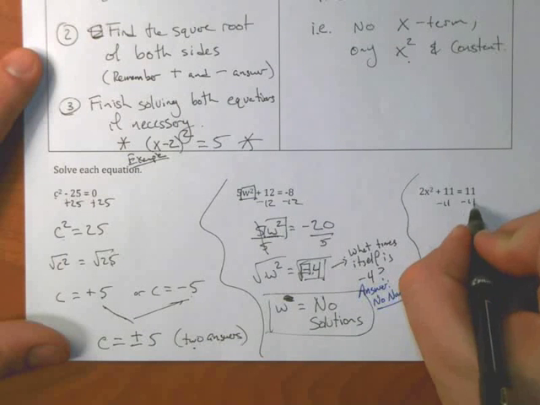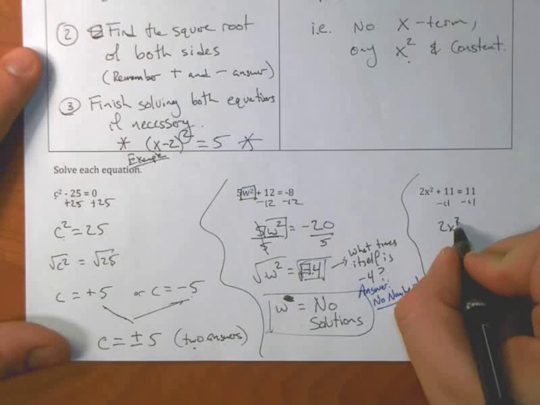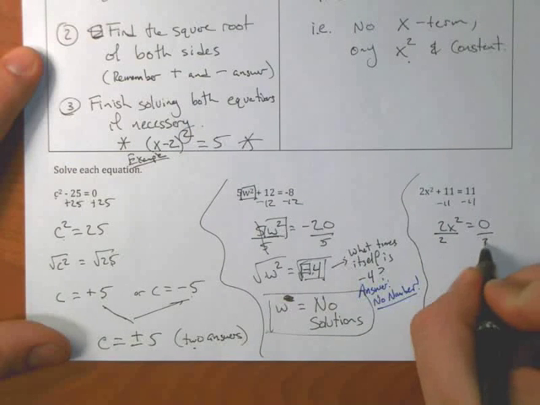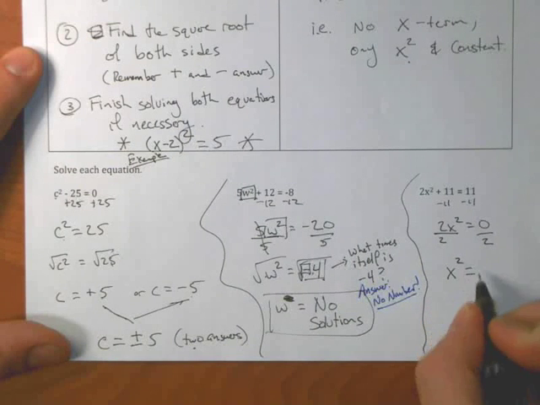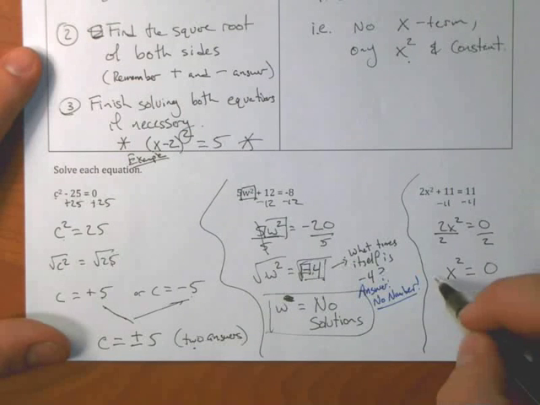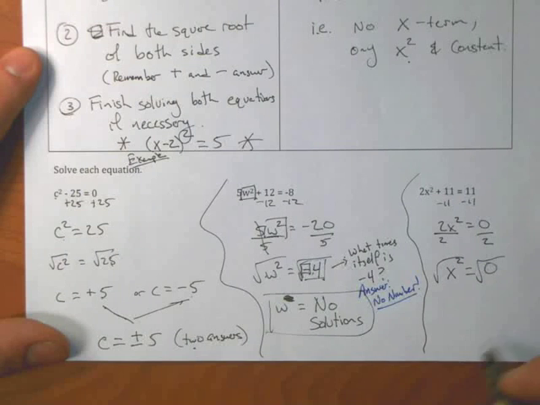Okay, so how about we try again? Minus 11, 2x squared equals 0. Get what's being squared by itself, so divide by 2. 0 divided by 2 is still 0. Okay, what's being squared is by itself, so I find the square root. What times itself is 0? 0.